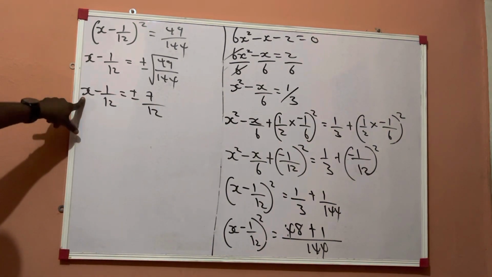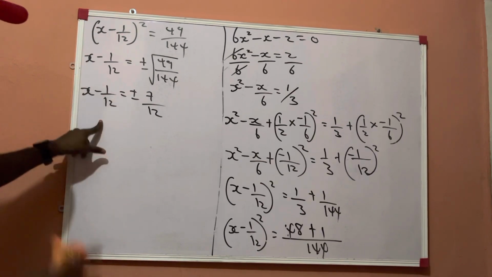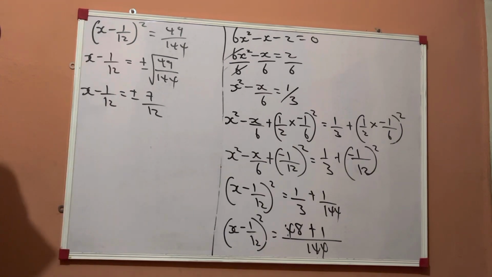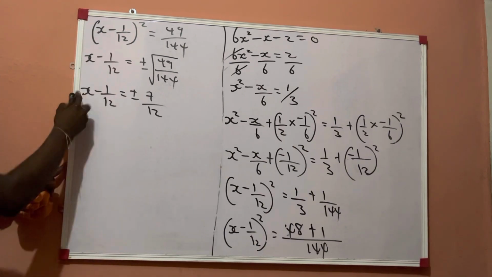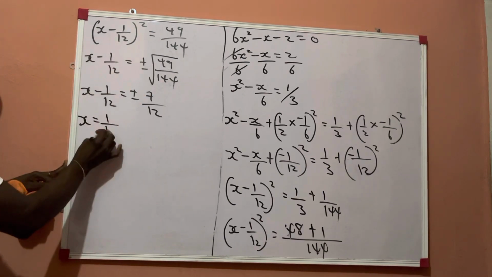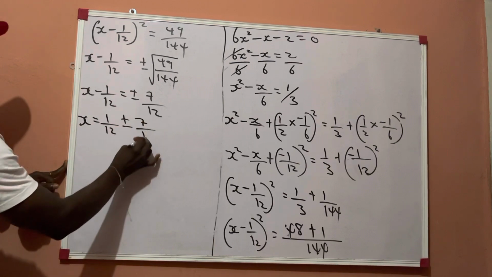Now, for us to get the value of x, for us to make x the subject of the formula, minus 1 over 12 will cross to the other side. Now, when minus 1 over 12 crosses, it becomes what? Plus 1 over 12. So what will be remaining here? x is equal to 1 over 12, then what do we have? Plus or minus 7 over 12.